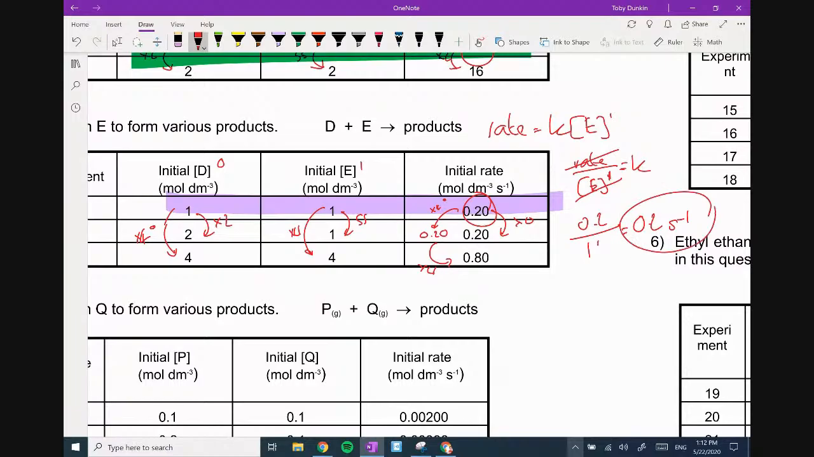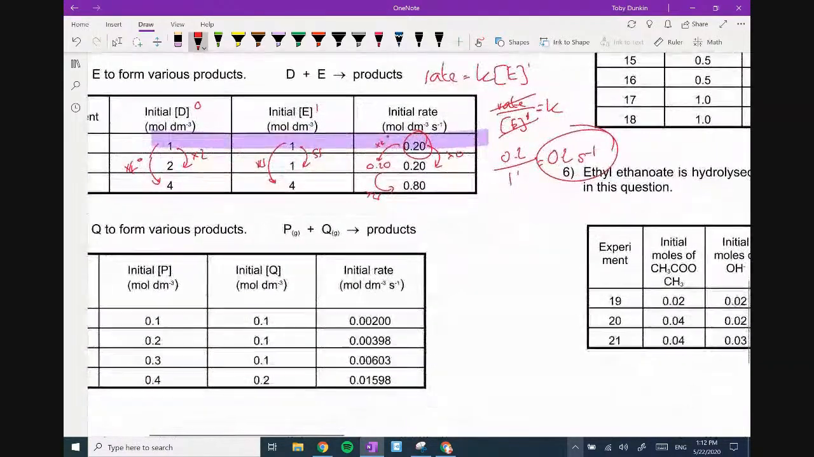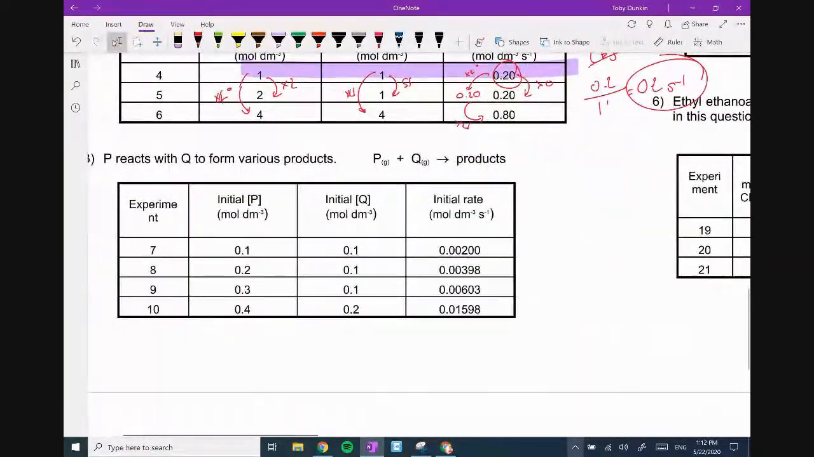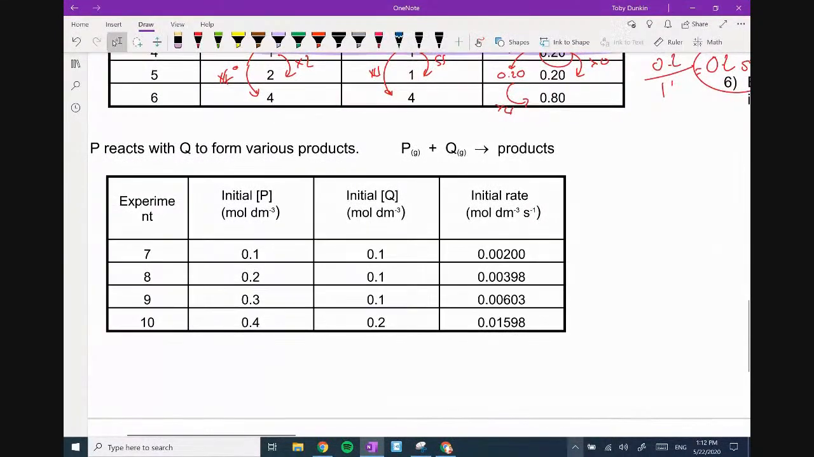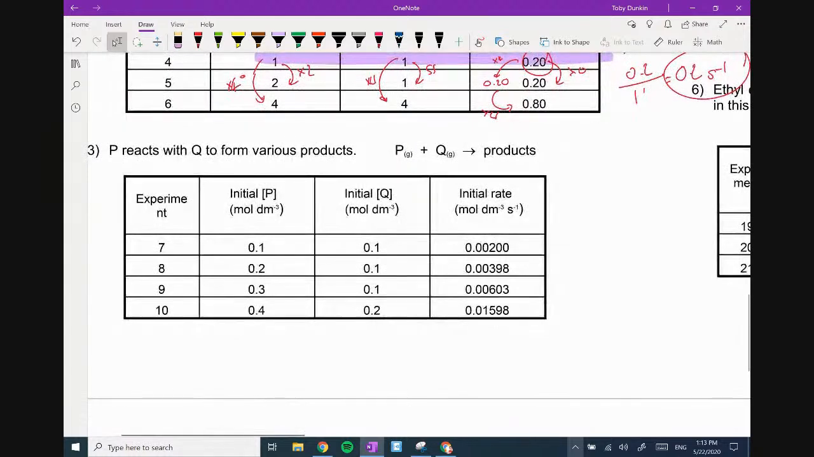Guys, did you get 0.2 s to the minus 1? If you did, great job. Please let me know if I'm correct. I'm as fallible as the next person. I'm going quicker than I normally would. Please try and be on it for me, guys.